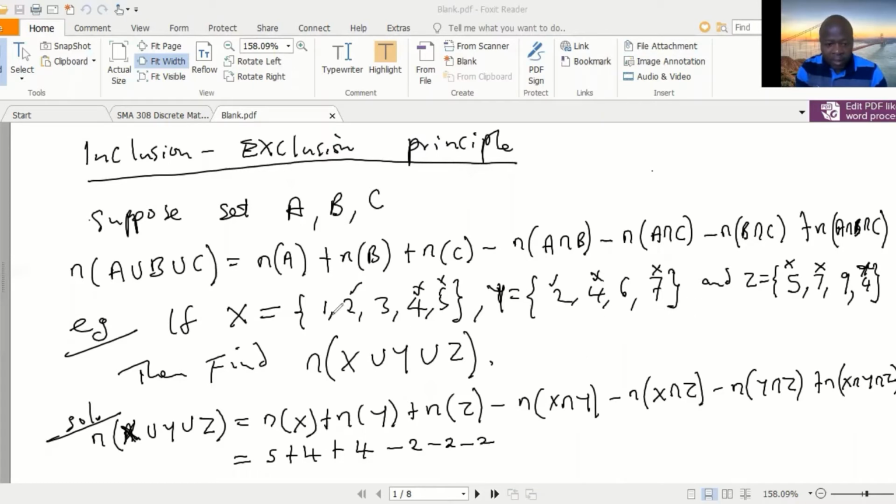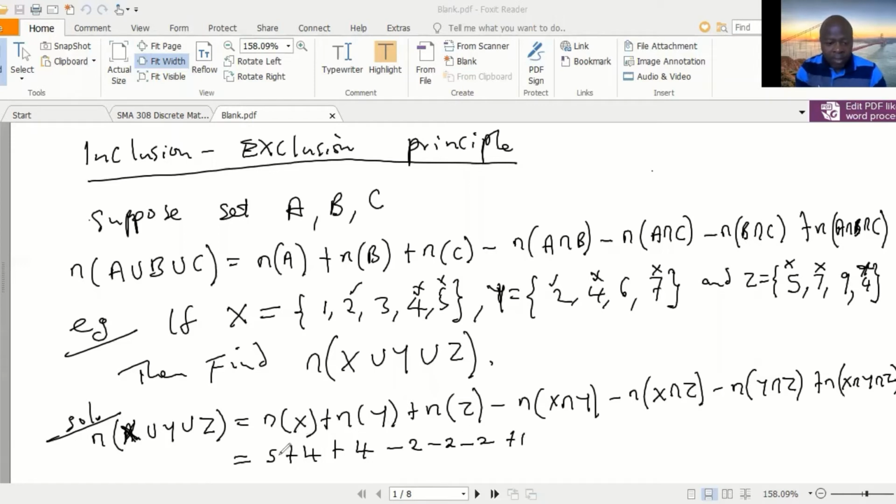There's no other element because I can see that 1 is not in y, 2 is in y but is not in z, 3 is not in y, is not in z, 4 is the only element in the 3 sets, 5 is in x and is in z but is not in y. So the intersection of these 3 sets has one element.